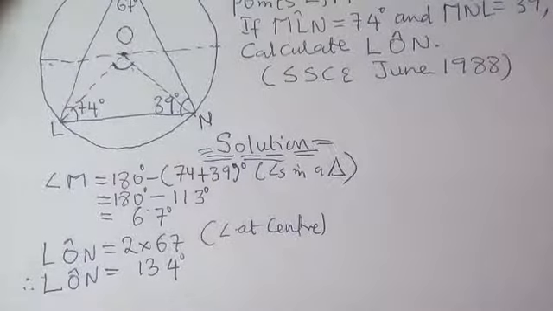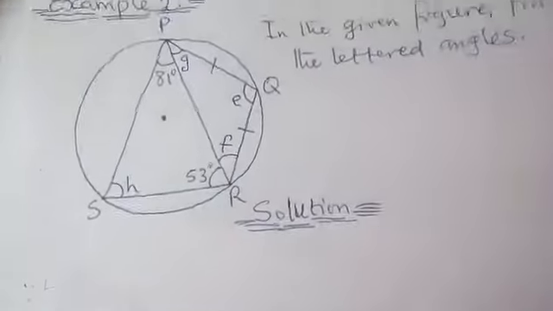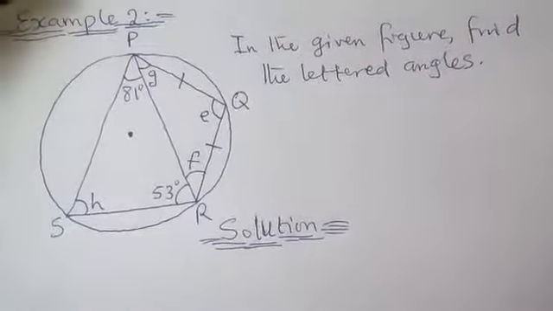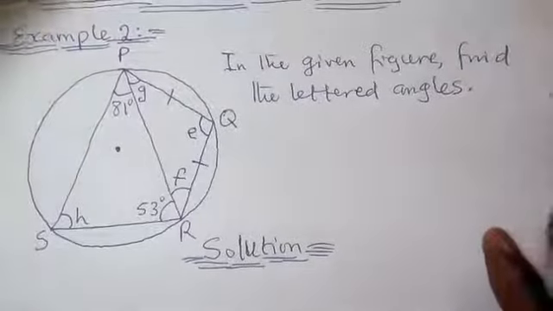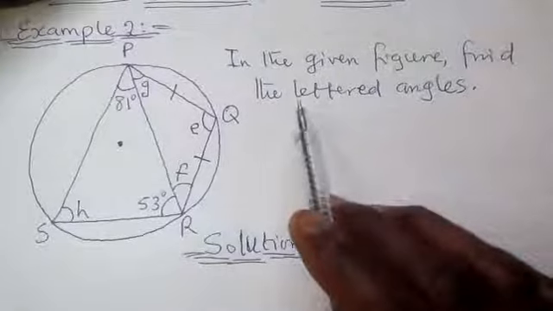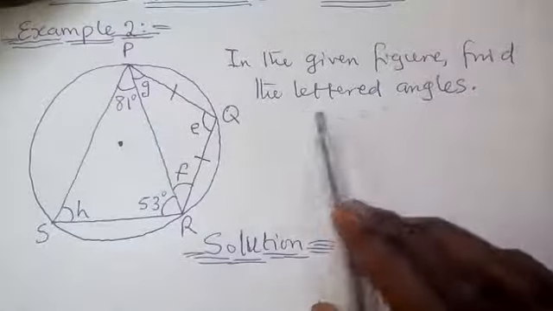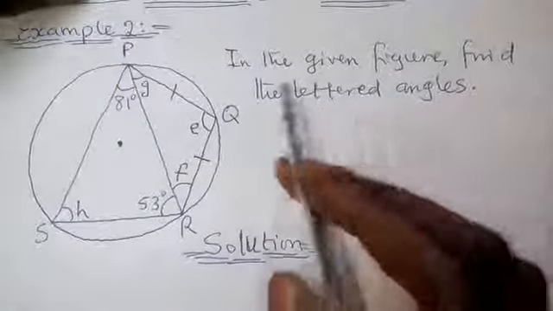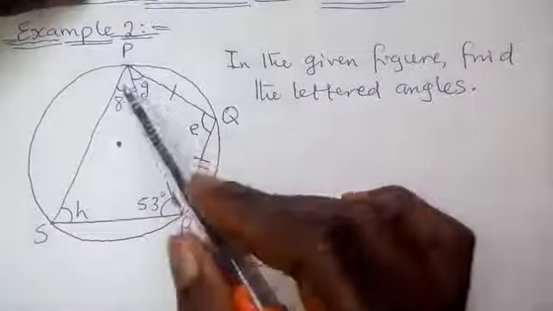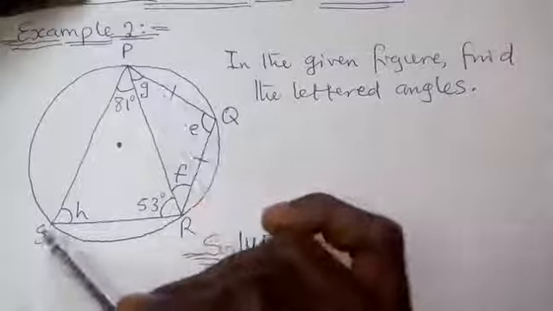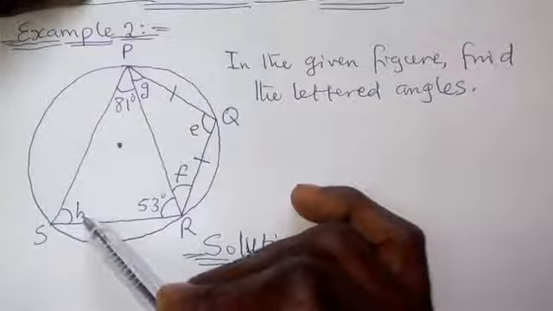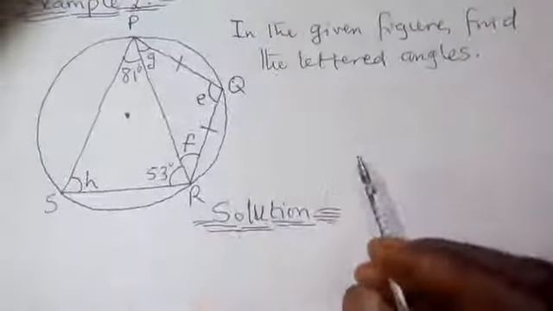Now let's quickly take a second example. This second example is kind of similar to the first with a little twist to it. It says, in the given figure, find the lettered angles. Now, how do we get the lettered angles here? It's very simple. Let us observe. Once again, you can see that there is a given triangle, which is triangle PRS, and two of the angles are given. So we are going to get the third angle just like we did in example 1.